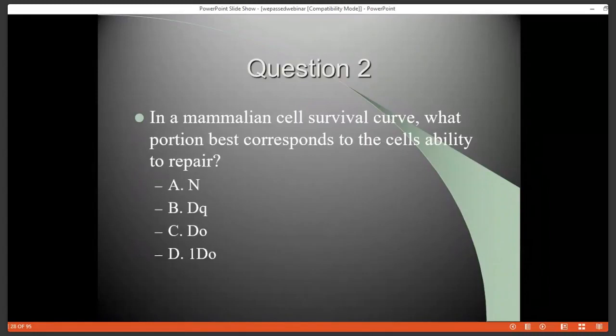All right, so to question 2 here. In a mammalian cell survival curve, what portion best corresponds to the cell's ability to repair? N, DQ, D0, or 1D0.